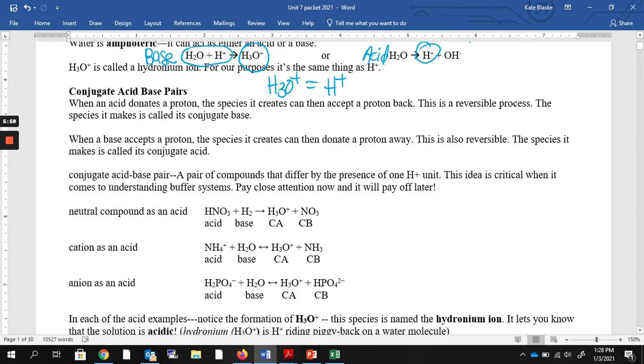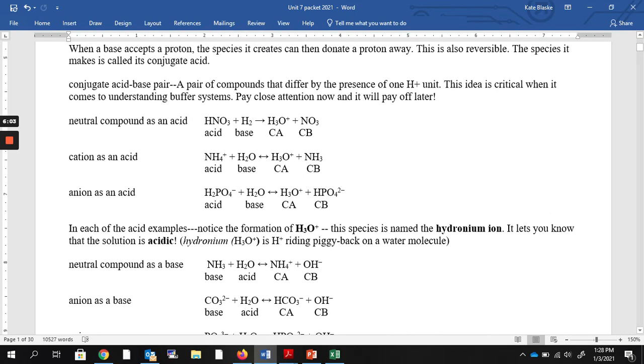So we've got a couple different ways we can do this. It doesn't matter whether things are charged particles or not charged particles. Whatever is going on, we look and see what's changing in that reaction.